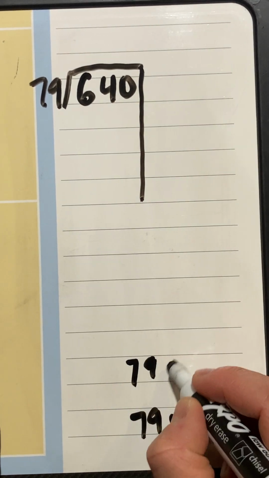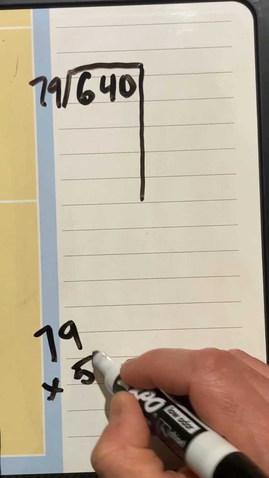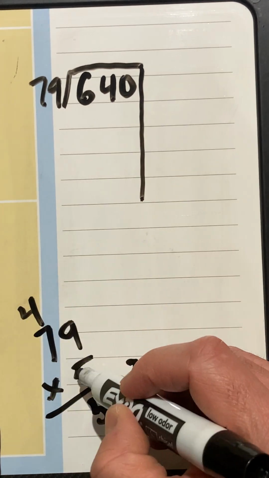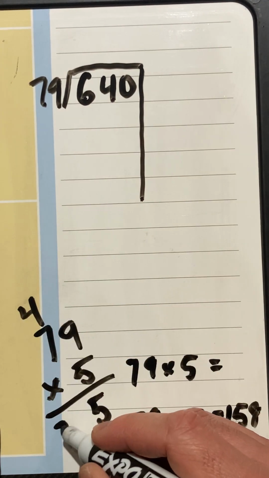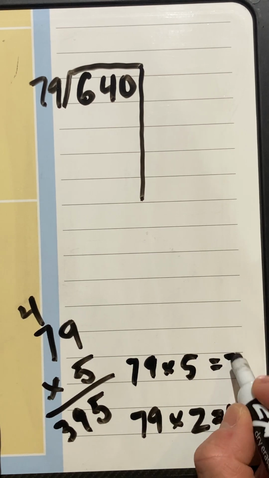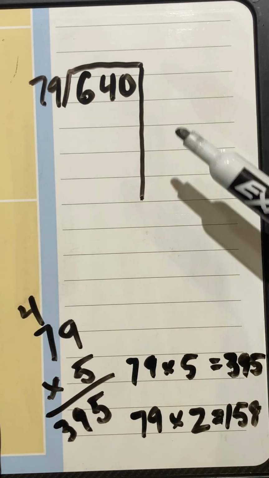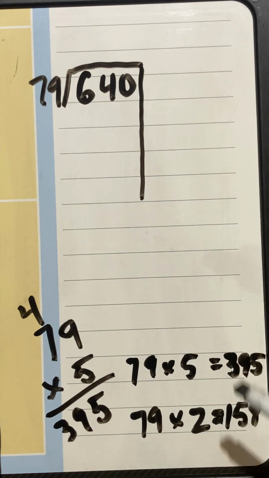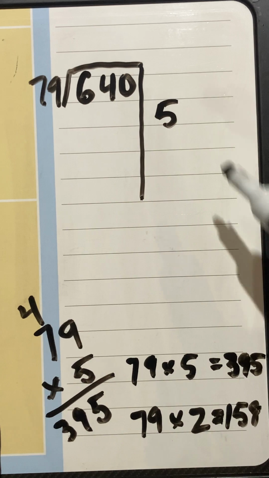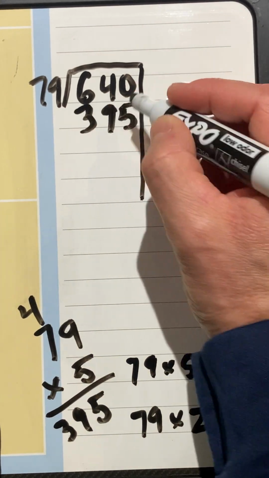And 79 times 5. 9 times 5 is 45. 7 times 5 is 35, plus 4 is 39. So 79 times 5 is 395. If I got to 10, 79 times 10 would be too big. So 5 is our first partial quotient. 5 times 79 is 395.